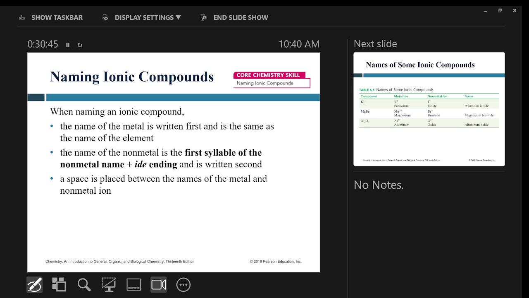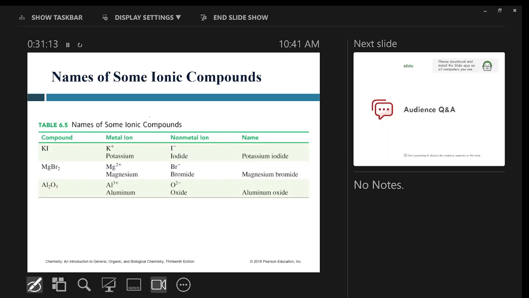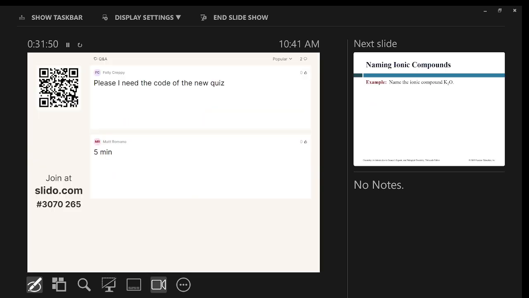So when naming an ionic compound, the name of the metal is written first, and it's the same as the name of the element. You don't do anything to it, just write out the name of the metal. The name of the nonmetal is the first syllable of the nonmetal name, and then you end it with "ide" to denote the fact that it is a negatively charged anion. A space is placed between the names of the metal and the nonmetal, so that you can read them and they make sense. Here we have some examples: potassium iodide, magnesium bromide, and aluminum oxide. Everybody good with that so far? Notice we don't even need to worry about how many there are. We'll get into those in a bit, but not for ionic compounds.